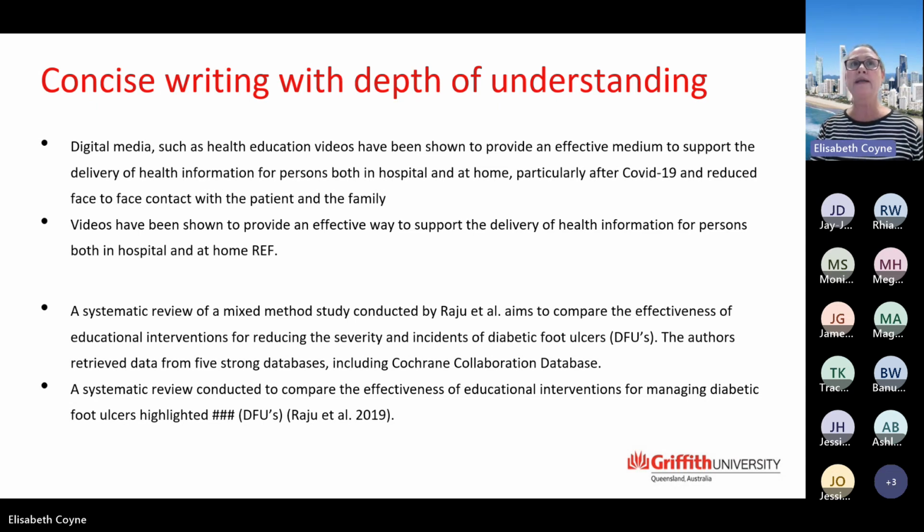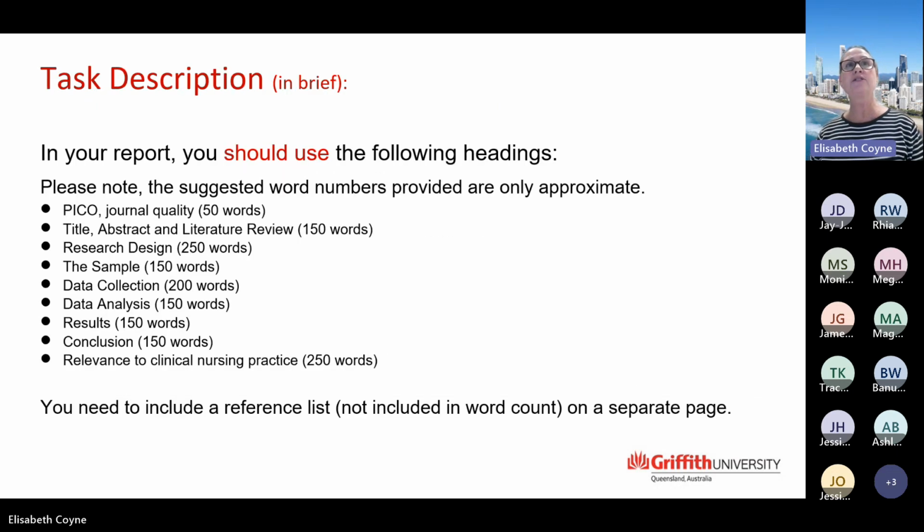You might want one small comment about the quality of the journal or the quality of the authors, but don't spend too many words on it. You want a strong element on the actual methodology, but remember, you've got a lot of words to write on that methodology. When you look at that slide, that's 250 words on the research design.